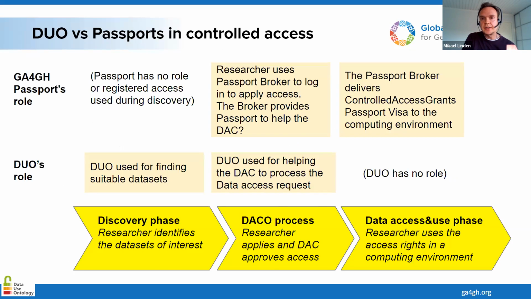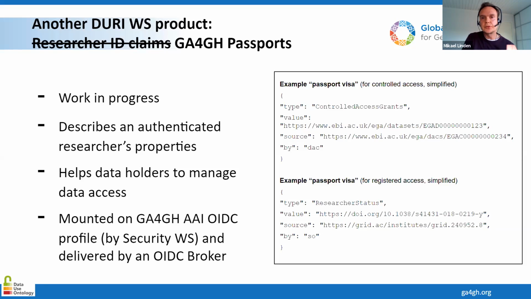On the right-hand side, you can see some examples of passports. The first one is for controlled access data, where basically the DAC gives a visa, a passport visa, to describe that the holder of this visa has permission to access this controlled access dataset. And the second example is for registered access, where the home organization signing official asserts that this person has the bona fide status as described by the URI in the value field.